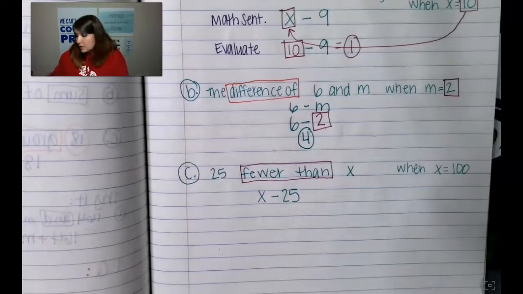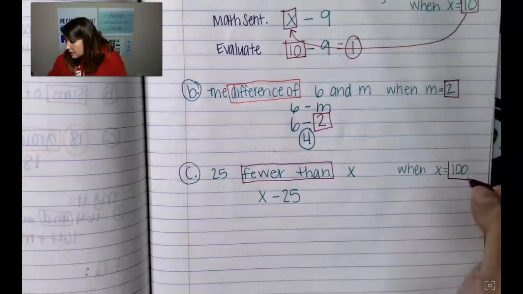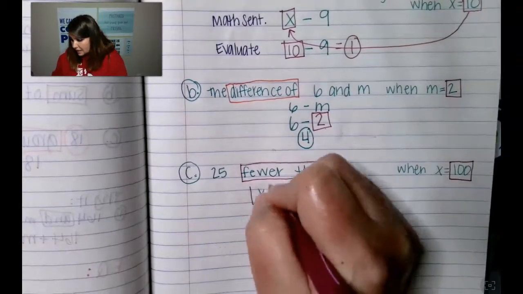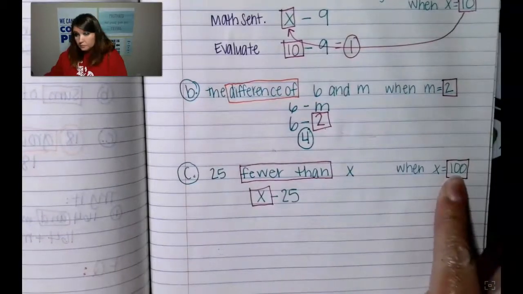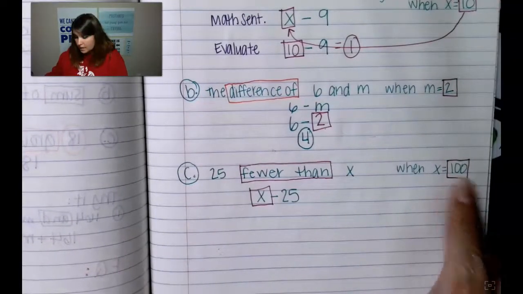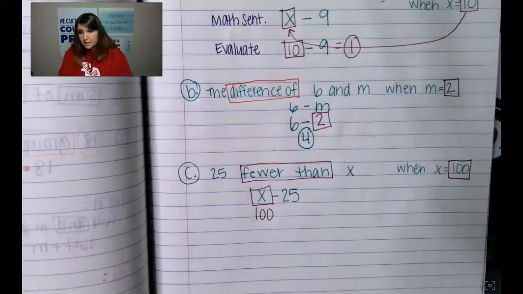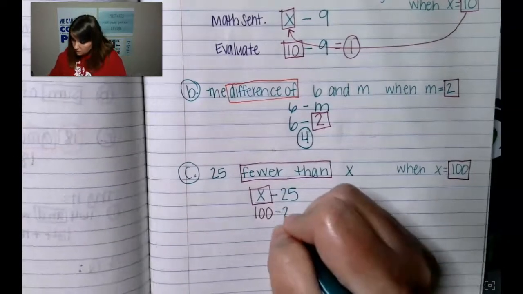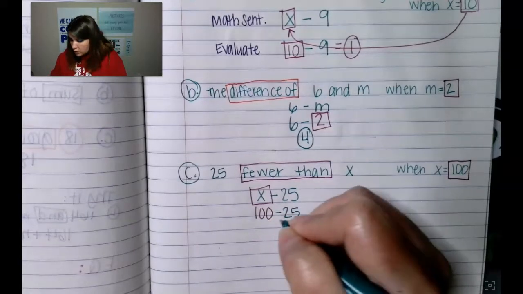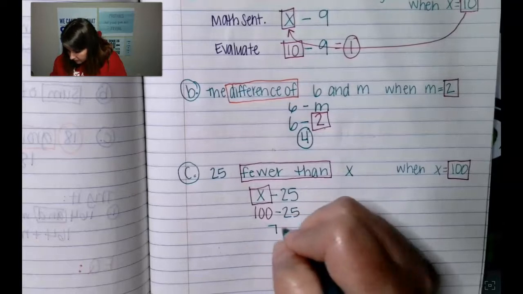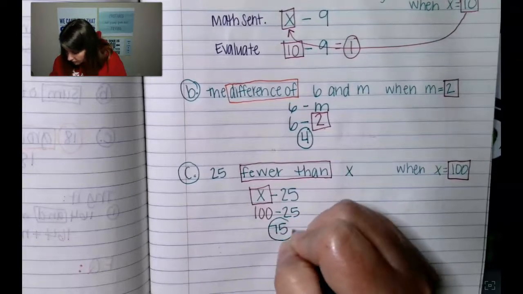My second step says that x equals 100. So now where I see my x, I'm going to put in 100 instead. So I have 100 minus 25. 100 minus 25, I get 75.